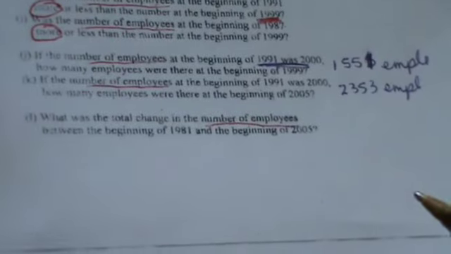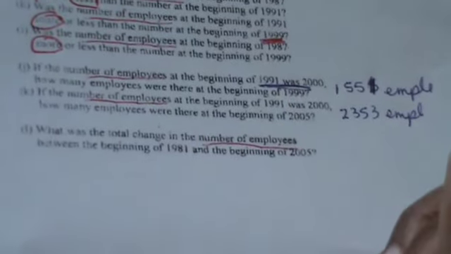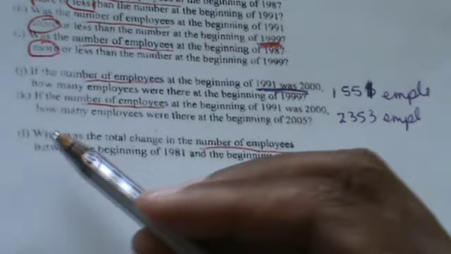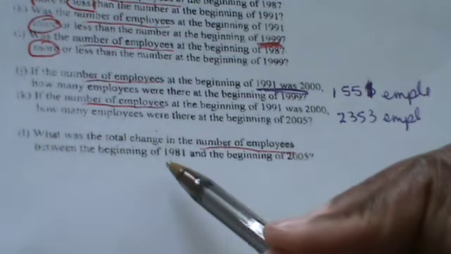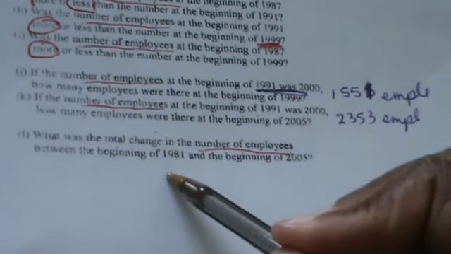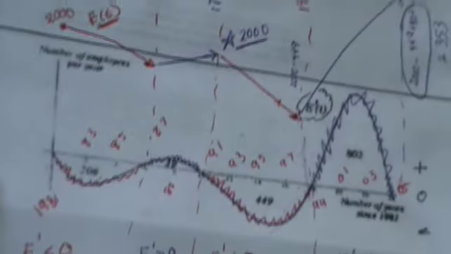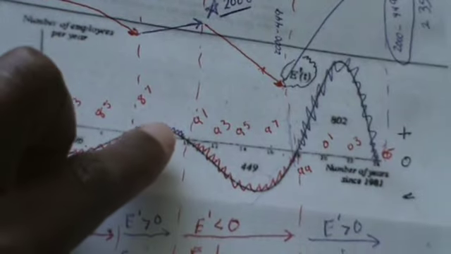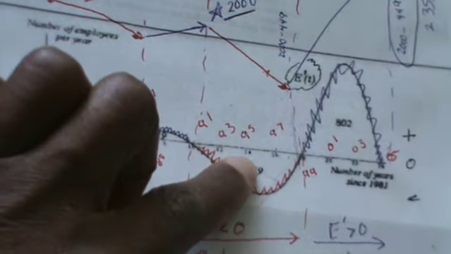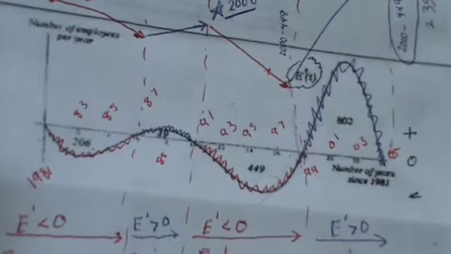Okay, so then D says, I'm sorry, it's not D. What is this? HIJK. This is L. What's the total change in the number of employees from 81 to 2005? All right, I want to show you both the mathy way of writing it. You can actually see it here. You lost 206. You gained 49. You lost 449. You gained 802.